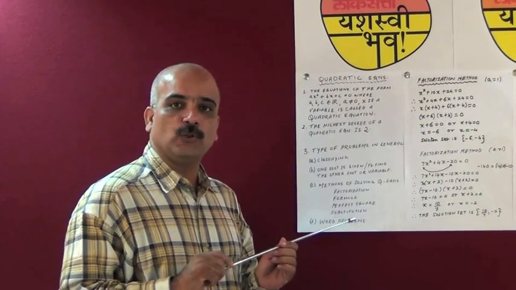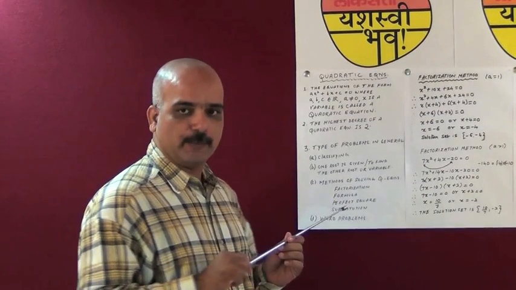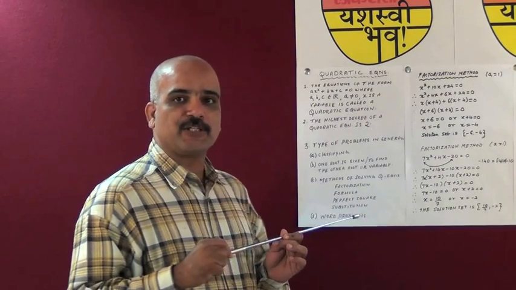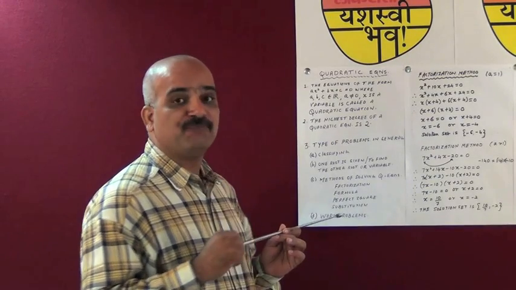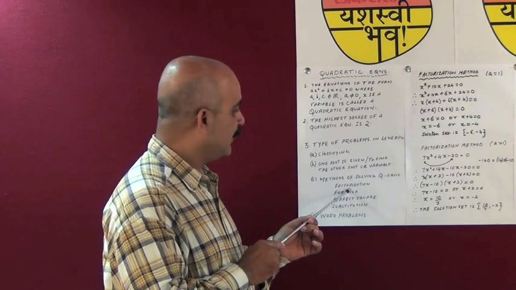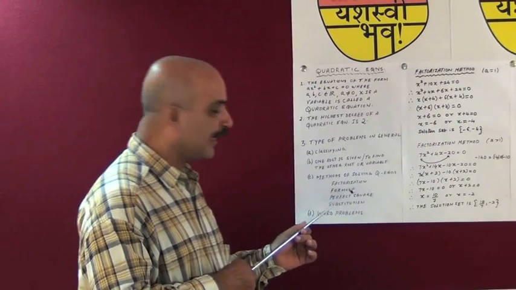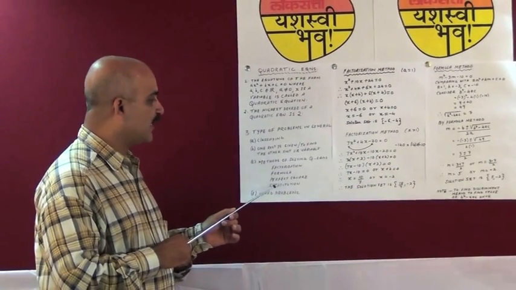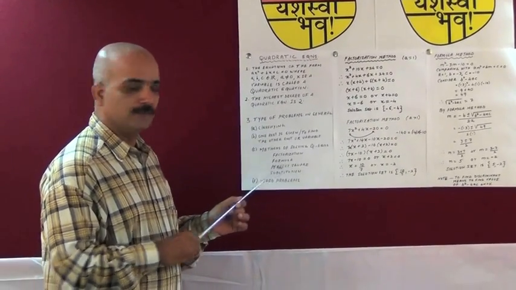Now, moving on to solving quadratic equations. As I had said earlier, quadratic equations can be solved by 4 methods. First one, factorization method. Second one, formula method. Third one, perfect square method. And the fourth is substitution method.